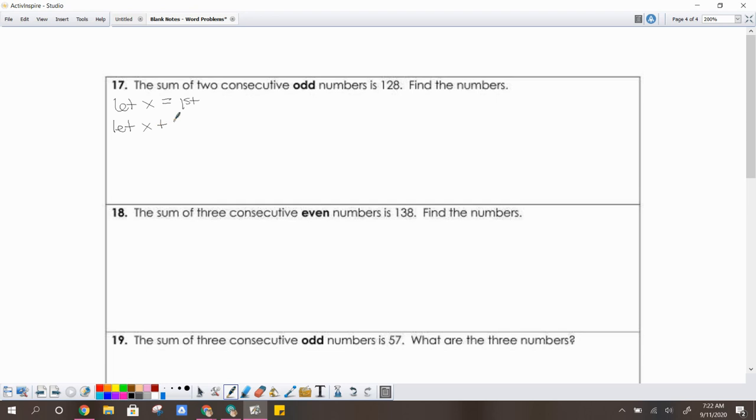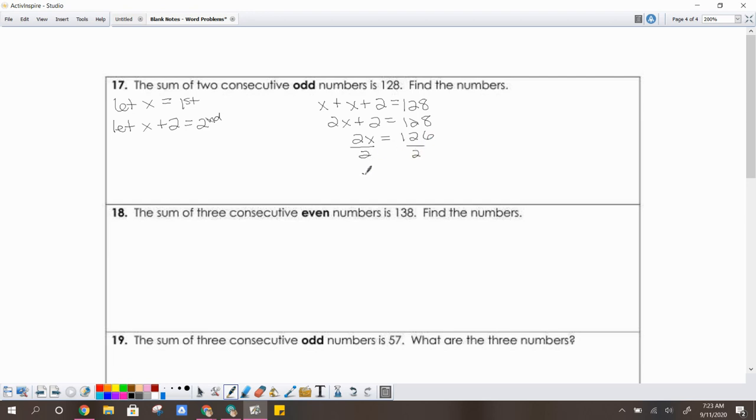All right, so same idea as the even, because the next odd number would be 2 away from the first one. So it's x plus 2 again. And then it's saying the sum of them is 128. So x plus x plus 2 equals 128. Combine like terms. Subtract 2. Divide by 2.